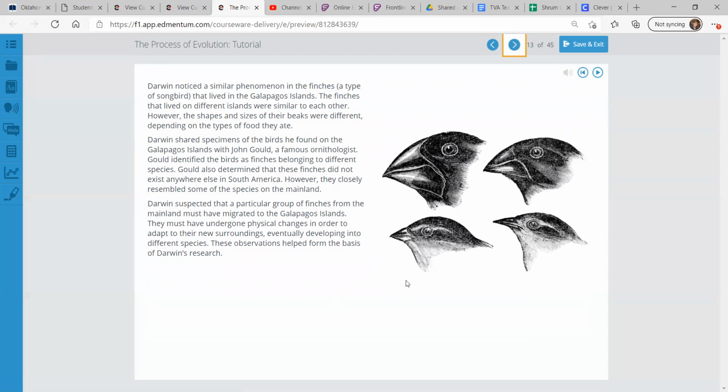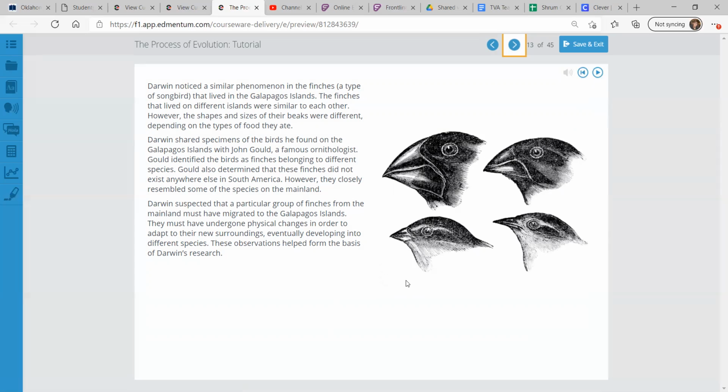Darwin shared specimens of the birds he found on the Galapagos Islands with John Gould, a famous ornithologist. Gould identified the birds as finches belonging to different species. Gould also determined that these finches did not exist anywhere else in South America. However, they closely resembled some of the species on the mainland.